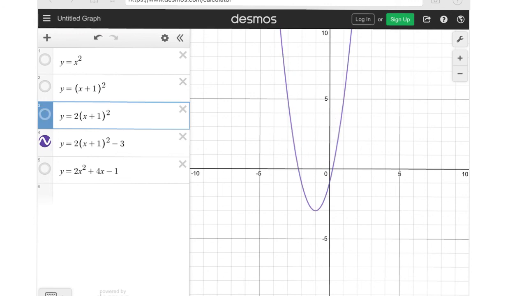Now, if we've done this correctly, this purple line and the next one that we show should be exactly the same thing. And if I release it, it should trace itself on top of it, and it has. So these steps have been correct. So we've moved it to the left by 1, we've stretched it vertically by a factor of 2, and then we've moved it down by 3.